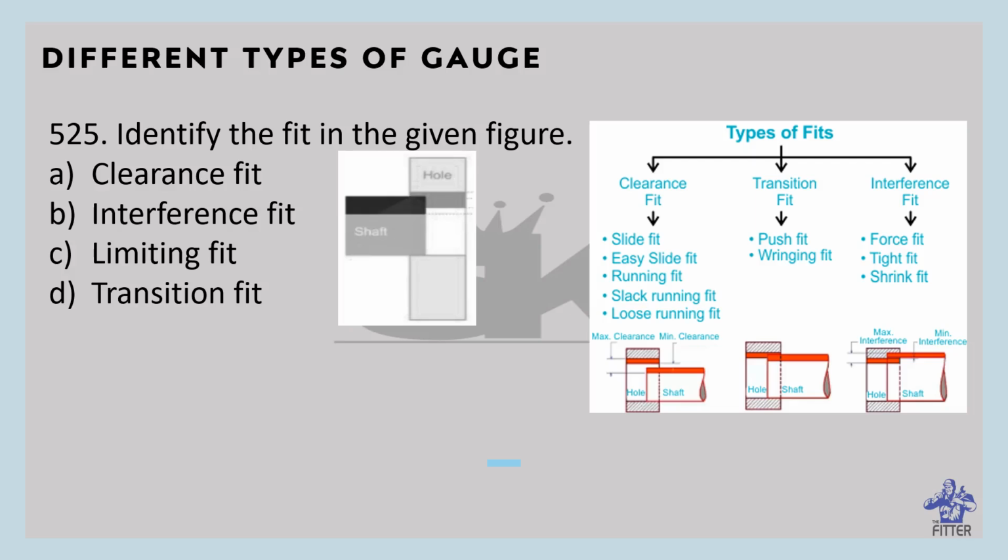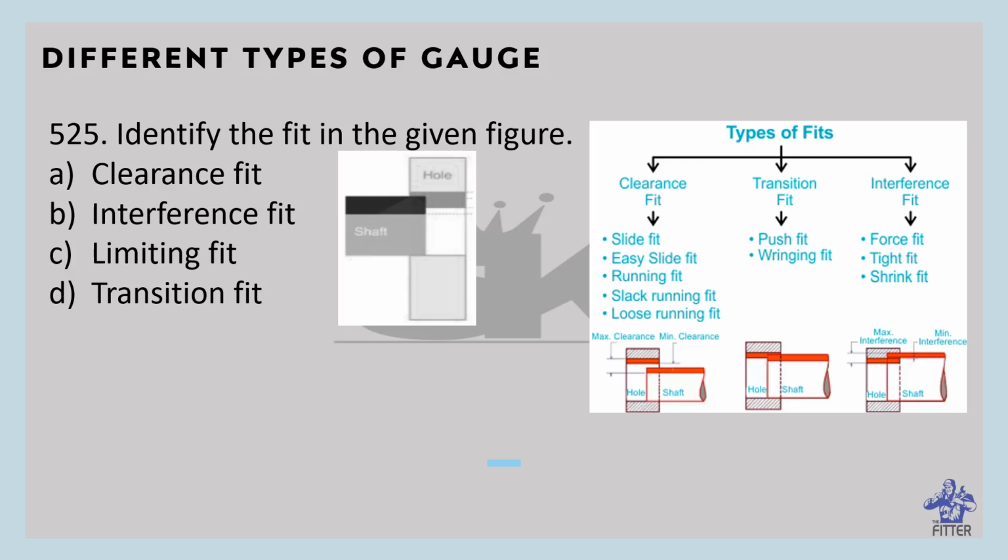Examples of the clearance fit are slide fit, easy slide fit, running fit, slack running fit, and loose running fit. Examples of the transition fit are push fit and ringing fit. Interference fit examples are force fit, tight fit, and shrink fit. In the interference fit, we have to apply some force. In transition, it may or may not be needed, but a little amount of force is needed, not as much as interference. In interference, we have to apply more force.